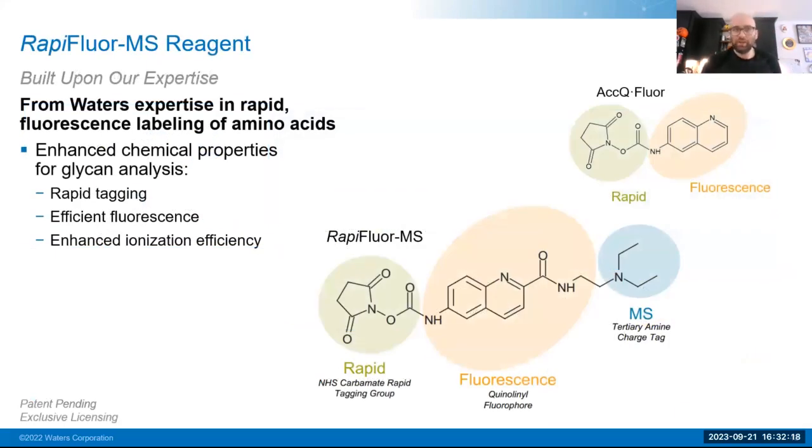This is where the development of the RapiFluor-MS reagent came in. What you'll see here is a tagging reagent that leverages, again, standard cross-linking technology you'll see in the green, and that's for very rapid analysis. We have a fluorescence tag, and one of the more critical pieces of this was the introduction of a tertiary amine for that charge-based detection through mass spectrometry. And this is very important as we try to ionize glycans.